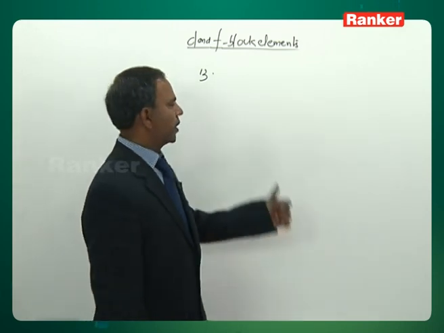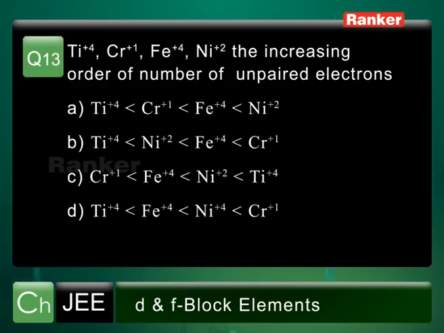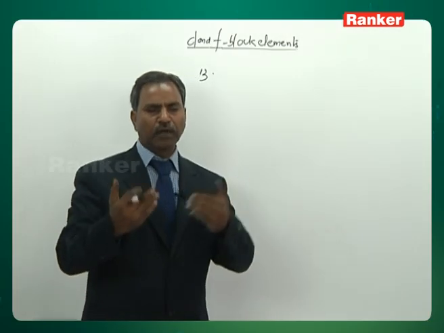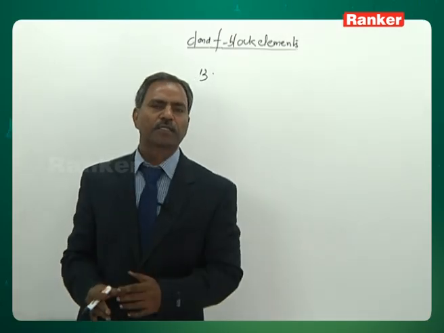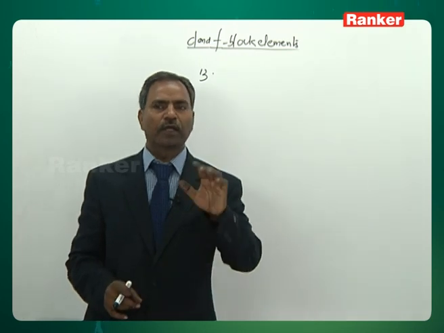Coming to question number 13: titanium plus 4, chromium plus 1, Fe plus 4, nickel plus 2. Arrange them in increasing order of number of unpaired electrons. If you see all the options A, B, C, D, you will get confused. Don't look at the options first. First look at the question and find the number of unpaired electrons in each ion yourself. Then go for the answers. It will be easy, and you can answer without any confusion.